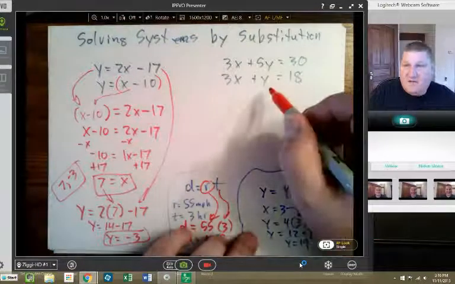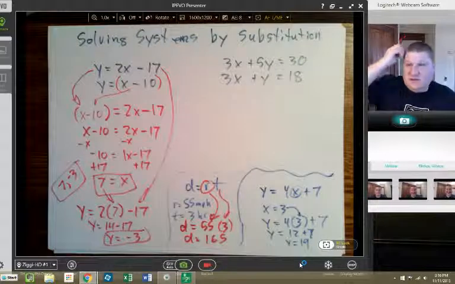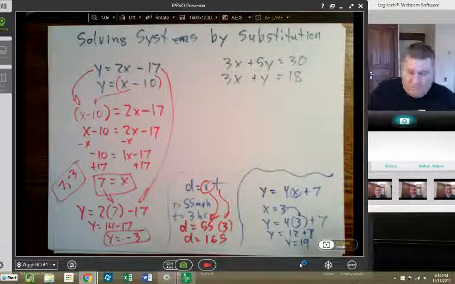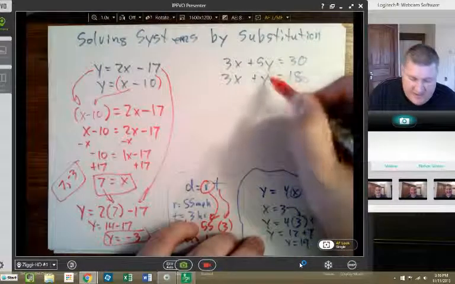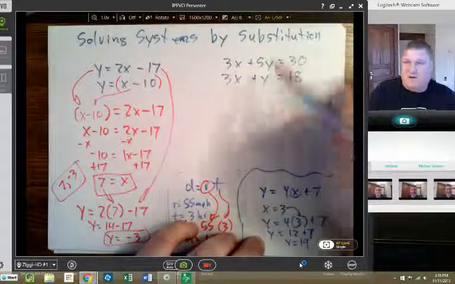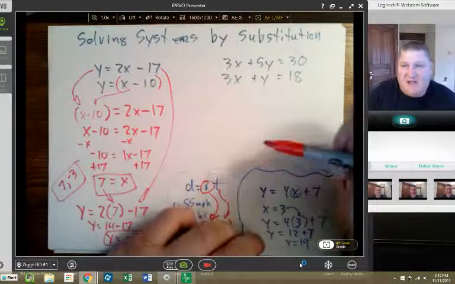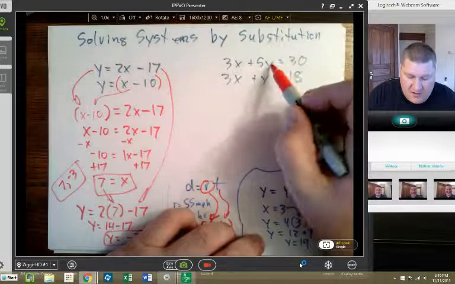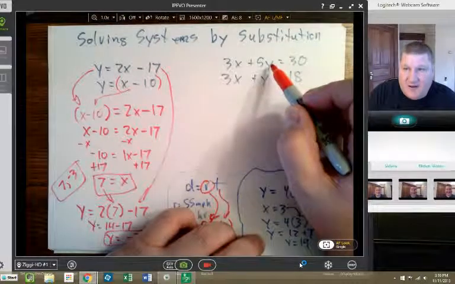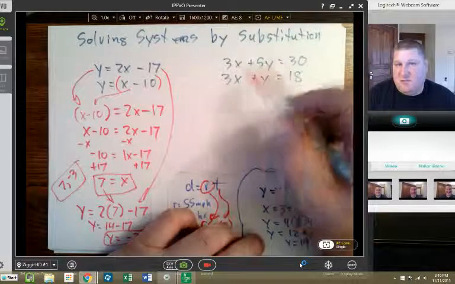Now over here, this one's a bit more difficult because we don't have y equals, y equals. But can I pick one of these two variables and one of these two equations to get by itself? Well, I could get y here by itself, but I'm going to end up dividing by 5 and making all sorts of fractions.